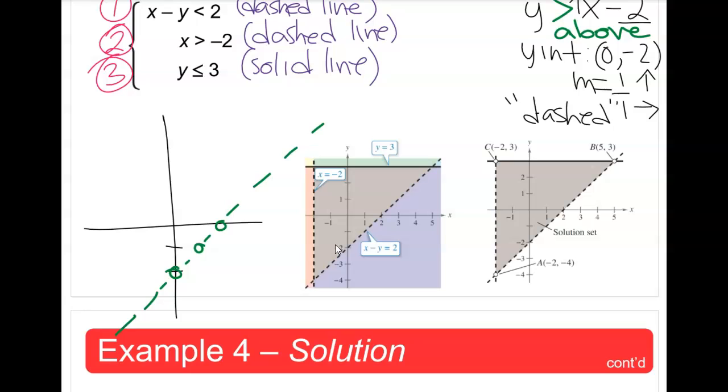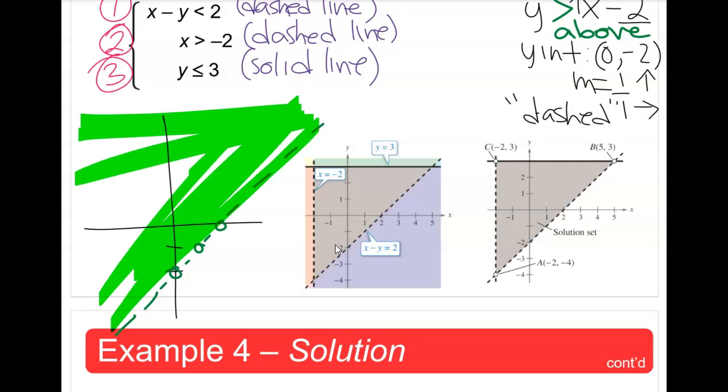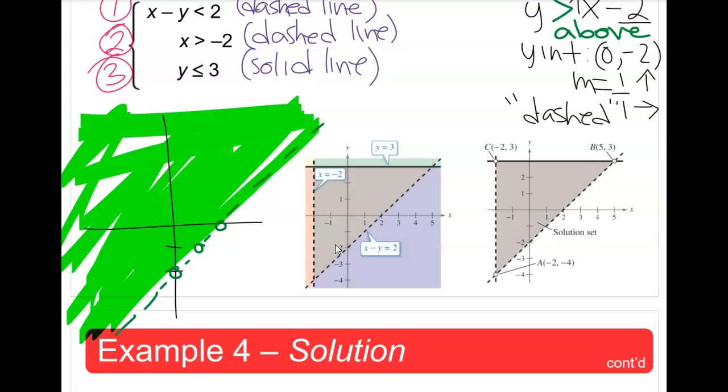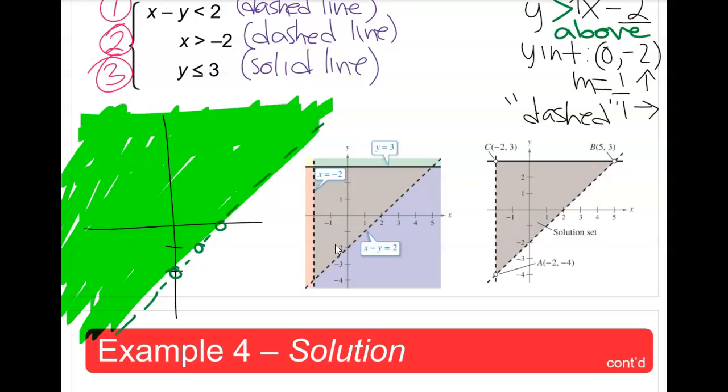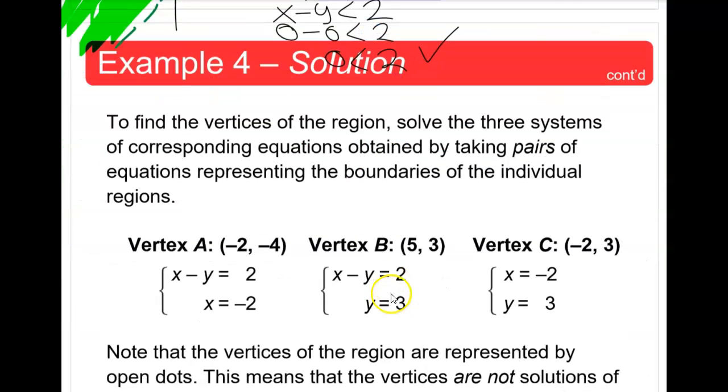Now, I already know that I am going to be shading above. But just to make sure, we're going to test. And what is the easiest point to test? 0, 0. So and then I can just substitute it here. If I substitute, I'm going to write it down here. So x minus y less than 2. So if I substitute the 0, 0 to make sure that's part of the solution, it will be 0 minus 0. Is 0 minus 0 less than 2? Of course it is. So it's a true statement. So yes, we were shading the right area.